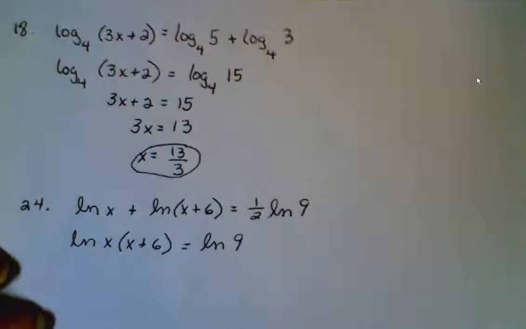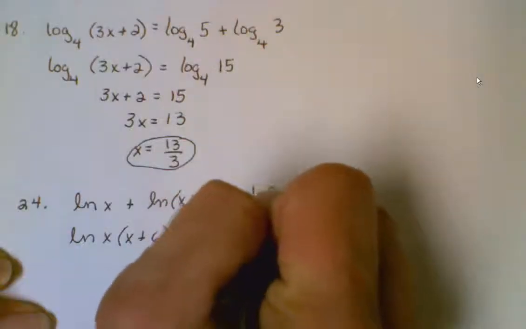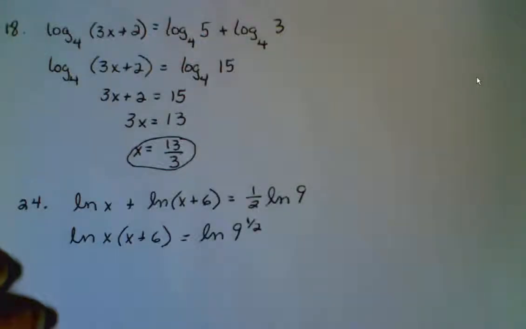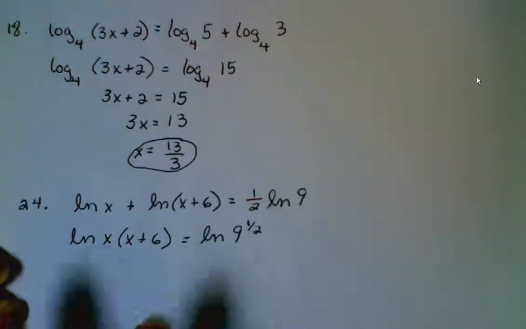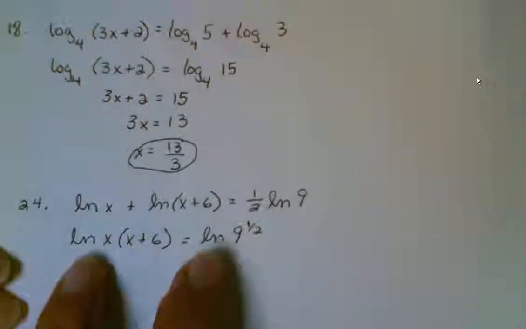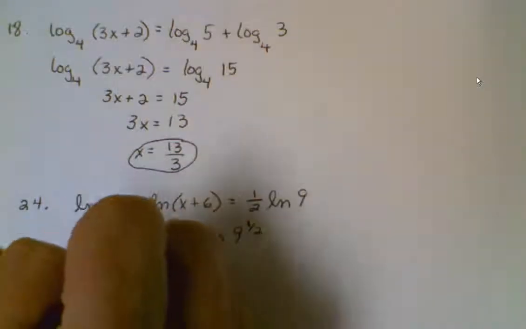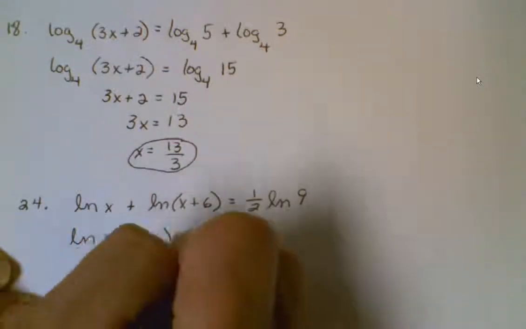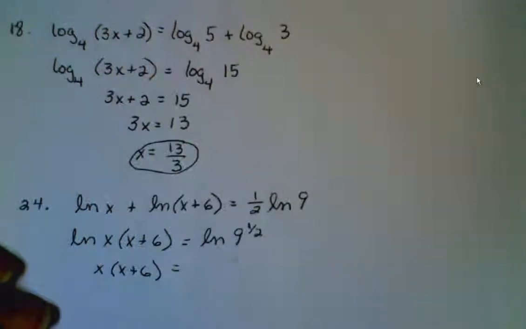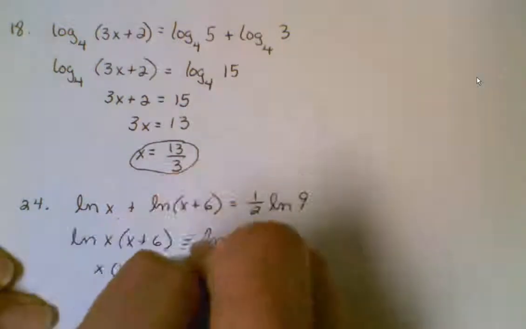So what can I do with the 1/2? I can put it back as the exponent of the 9. And now that I have single logarithms with the same base, these are both base e, I can say the arguments must be equivalent. And I'm going to go ahead and say 9 to the 1/2 means the square root of 9. Square root of 9 is just 3.